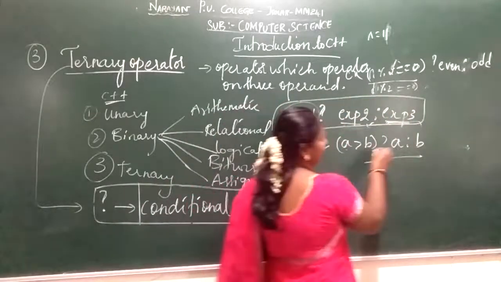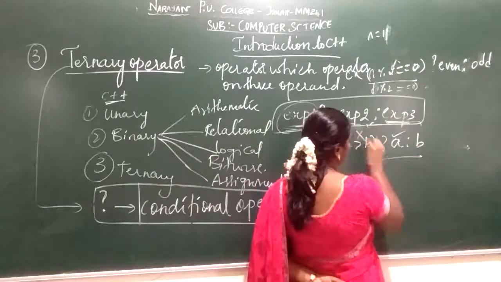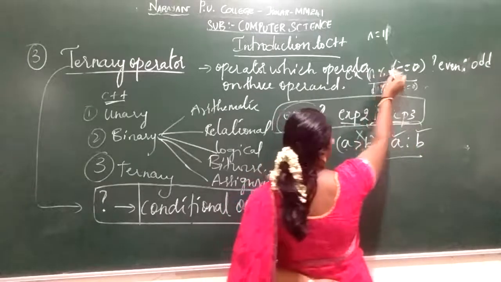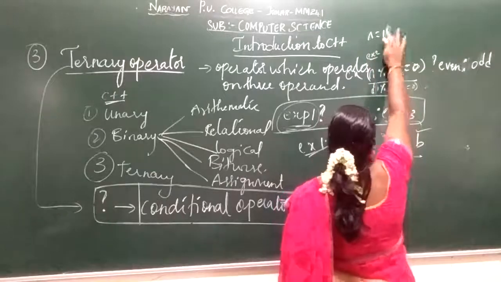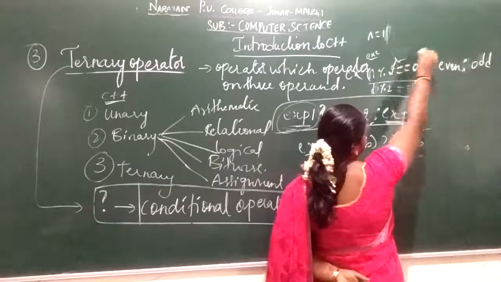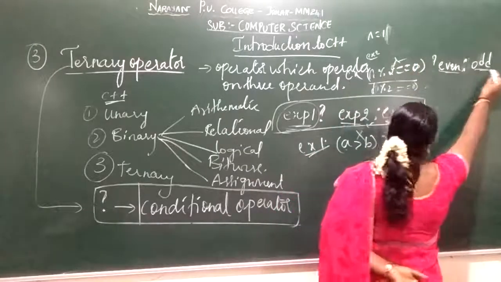An example for this is A greater than B. If A is greater than B, A is greater. If A is not greater than B, B will be displayed. Similarly, n modulus 2 is equal to 0. This is example 2. Suppose n modulus 2 is equal to 0, if this condition is true, even number is displayed. If this condition is false, odd number is displayed.